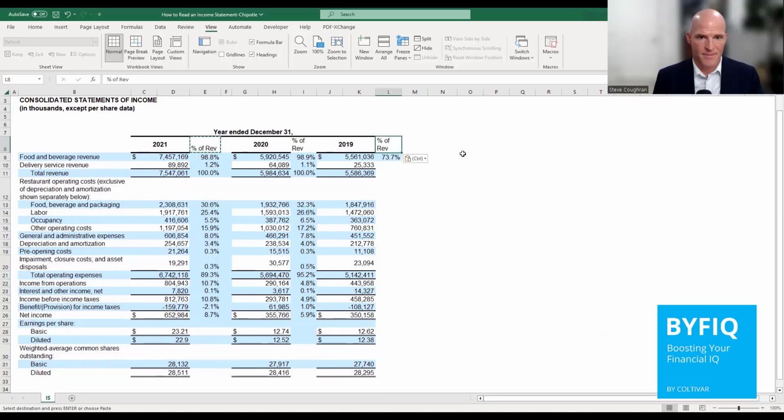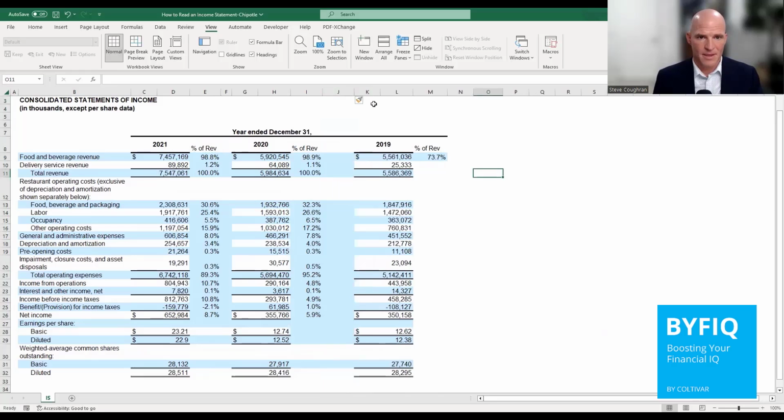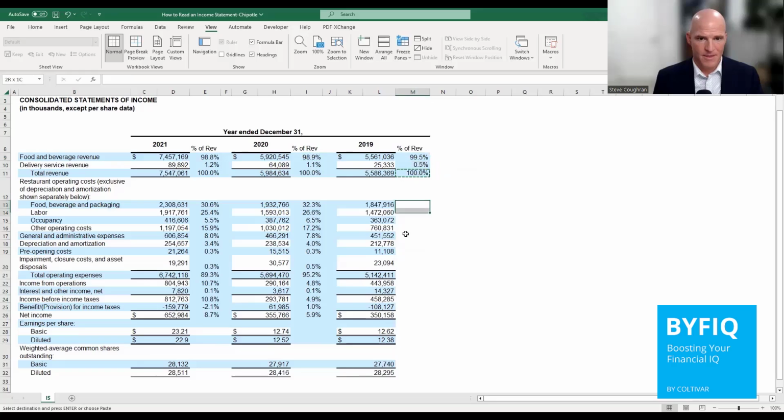Copy this, expand that, add a column right here. Bam, bam, bam. Copy this down. All I'm doing is hitting Control D, Control C, Control V, and then I Control D that all the way down. All right, now I have everything expressed as a percentage of revenue year over year.